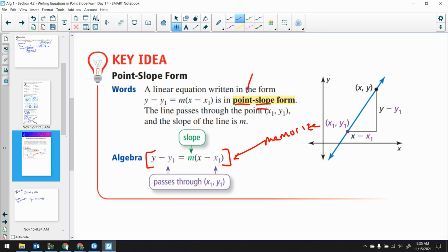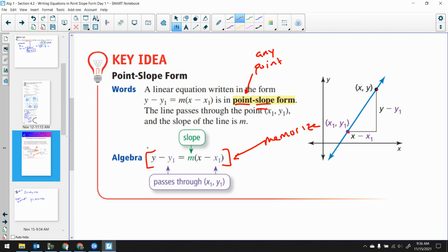The nice thing about point slope form is this does not have to be the y-intercept. This is just any point. That could be your x-intercept, that could be your y-intercept, that could be some random point out here or here. It doesn't matter. But what you need is any point and the slope. So here's where it goes in.